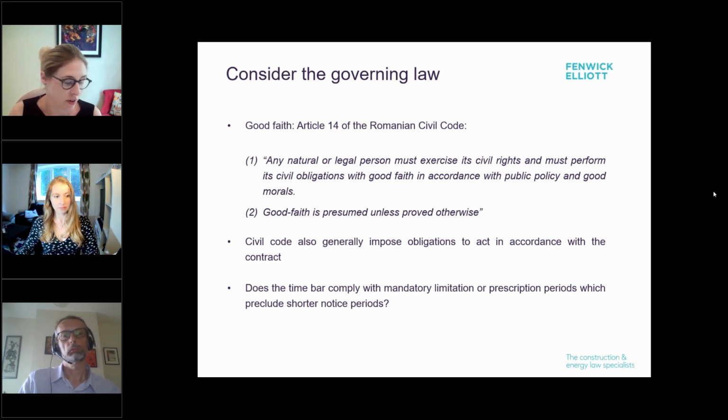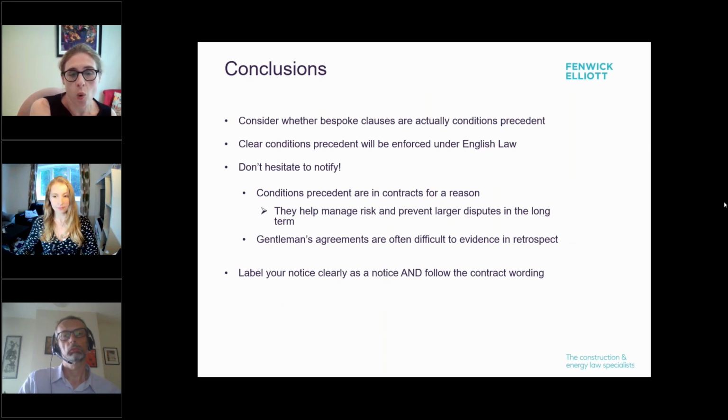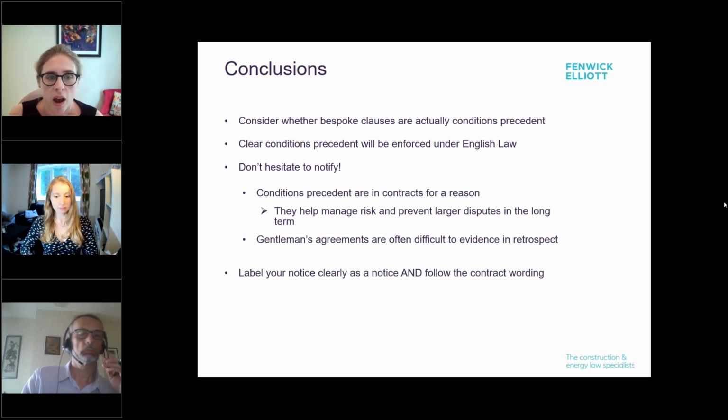So, conclusions. Always consider whether a bespoke clause is actually a condition precedent, and look at the case law on it. Rebecca went through the case law on conditions precedent. You need to assess the contract in the round and look at what your clause actually requires. Clear conditions precedent will be enforced under English law, that is very clear.